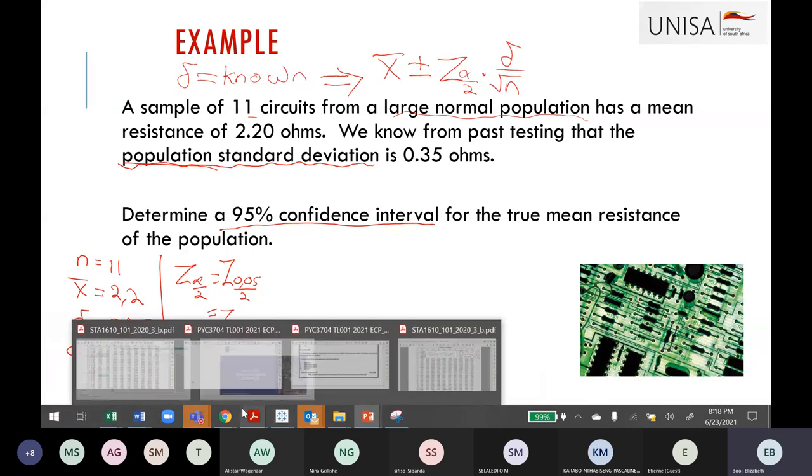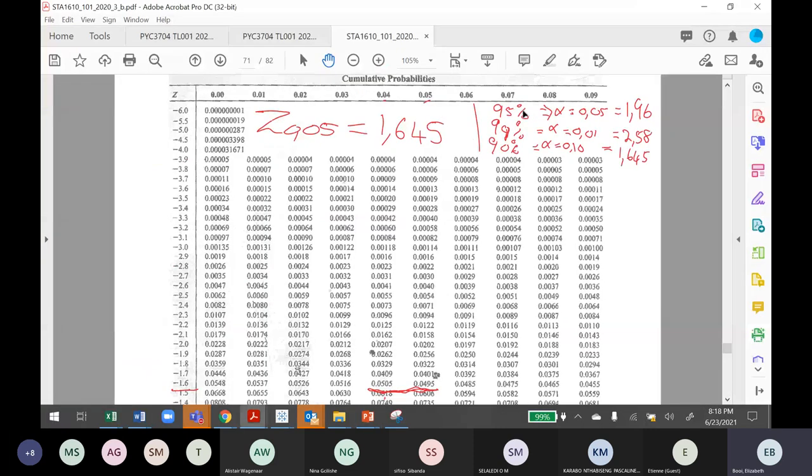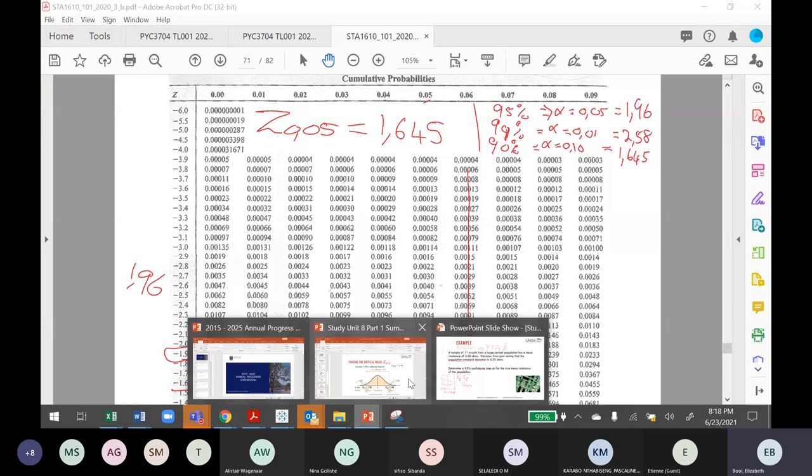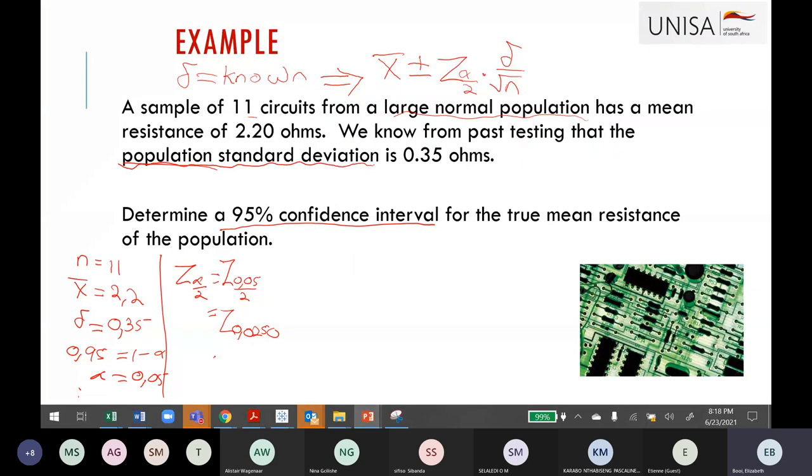So we go to the Z table and go find our critical value. We come to the table, we look for 0.0250, which is there. We go outside the table and we find 1.9, and we go up, we find that it corresponds to 1.96. Then we come back to our question and we say our critical value is 1.96. So this is the critical value.